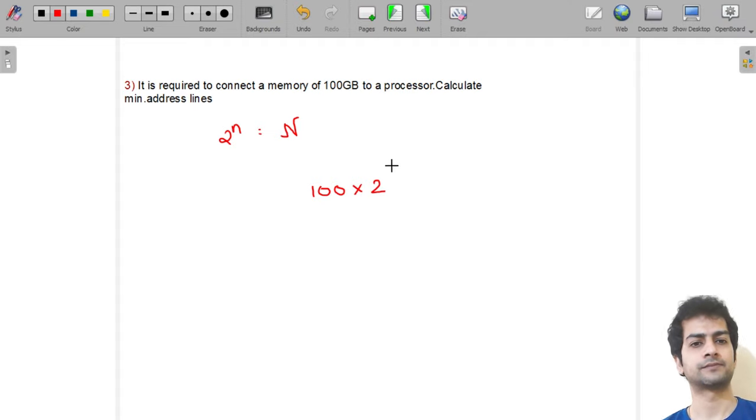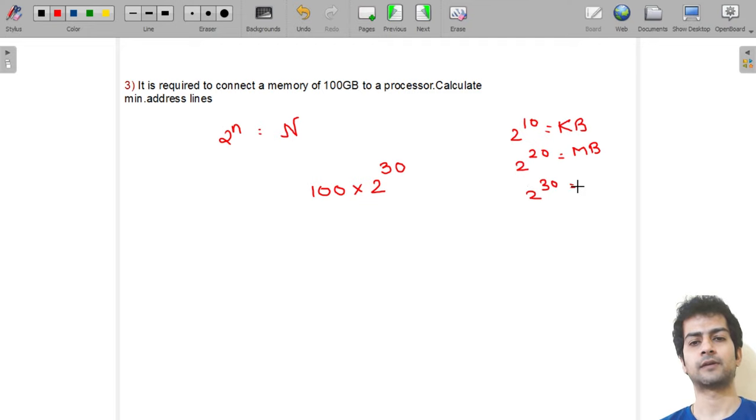Gigabyte can be written as 2 to the power 30. 2 to the power 10 is kilobyte, 2 to the power 20 is megabyte, 2 to the power 30 is gigabyte, 2 to the power 40 is terabyte.